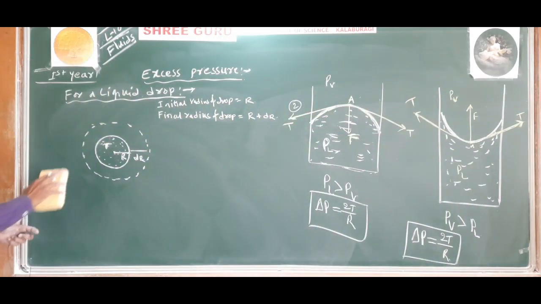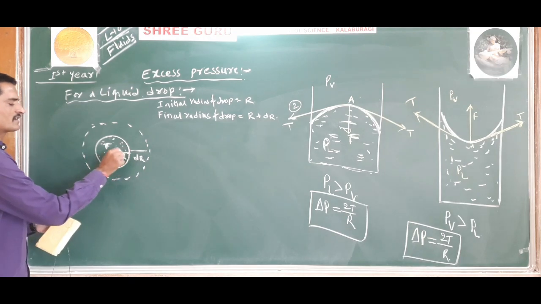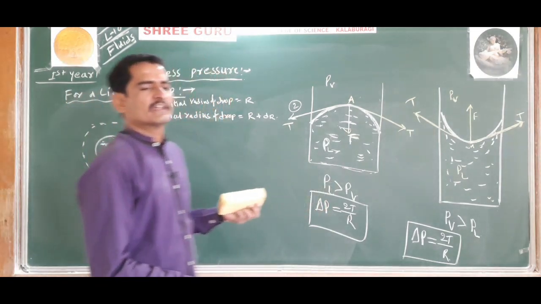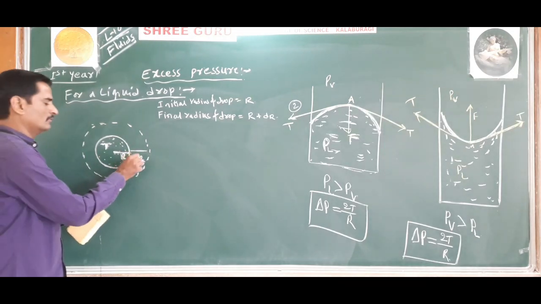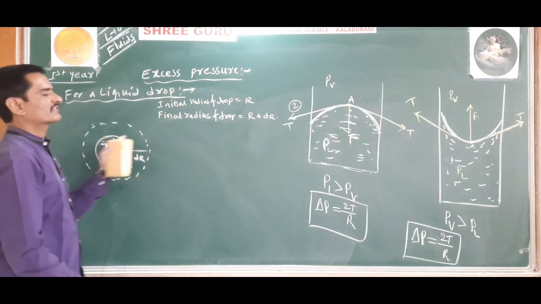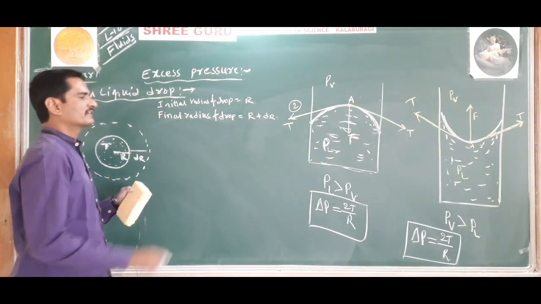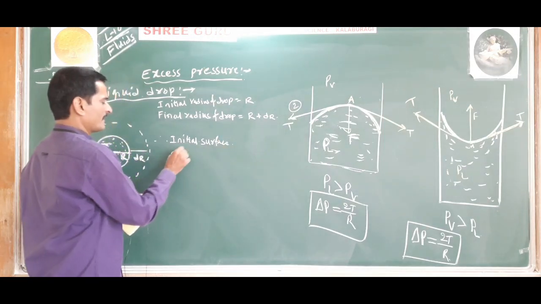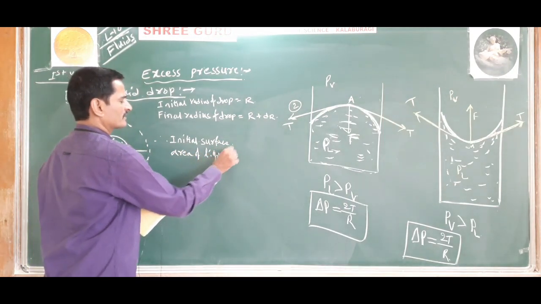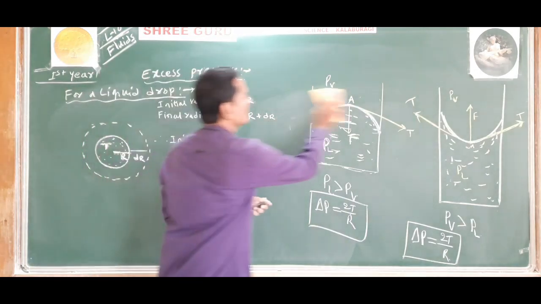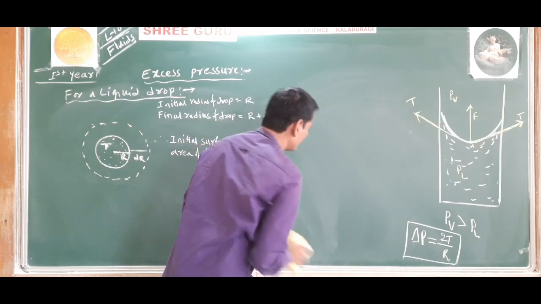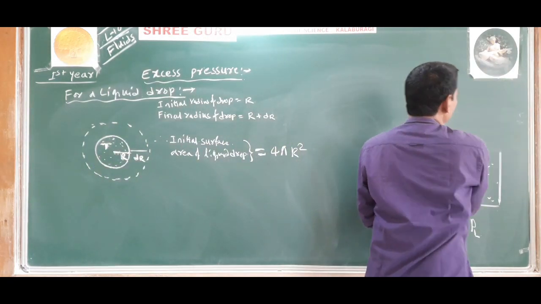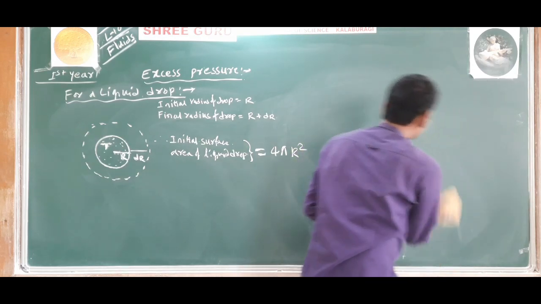Okay. So now consider a liquid drop of initial radius capital R, and having a liquid of surface tension T. Let the radius of the drop be increased by a small value dr. Then the initial radius of the drop is capital R, and the final radius of the drop is R plus dr. So therefore the initial surface area of the liquid drop is 4 pi R square. Understood? Now the final surface area.